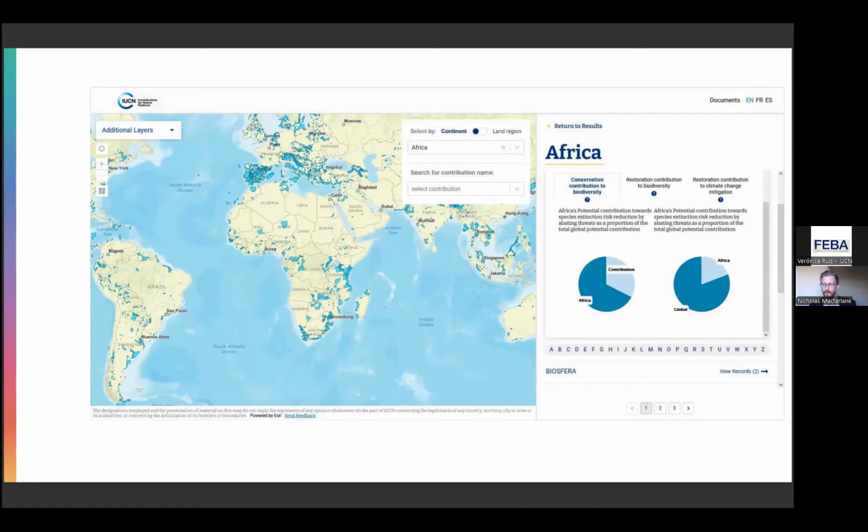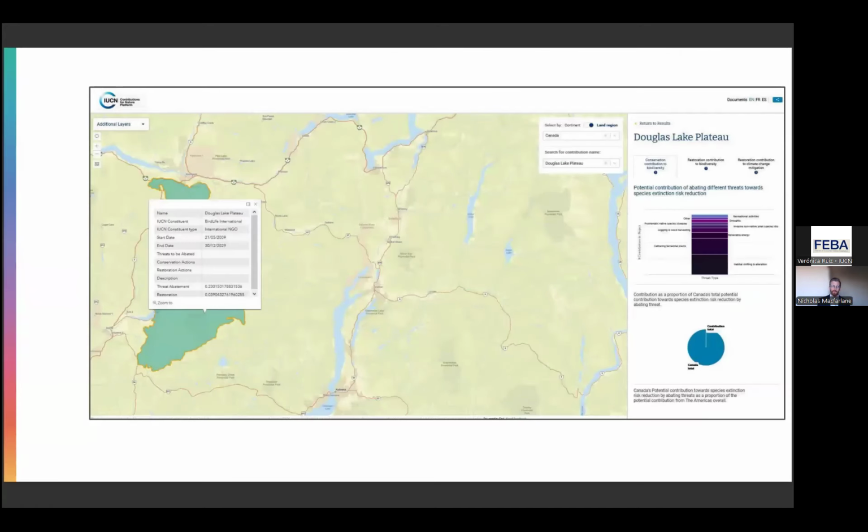Next slide, please. When you zoom into the visualization of a specific contribution, such as one of the ones uploaded by Global Affairs Canada and currently being validated, this one is uploaded by BirdLife International and Nature Canada in the Douglas Lake Plateau important bird area. You can get a sense of the breakdown of the STAR threats, that stack on the right-hand side, and the relative potential of that contribution to meet Canadian, North American, or global targets through acting on each of those threats in that site.